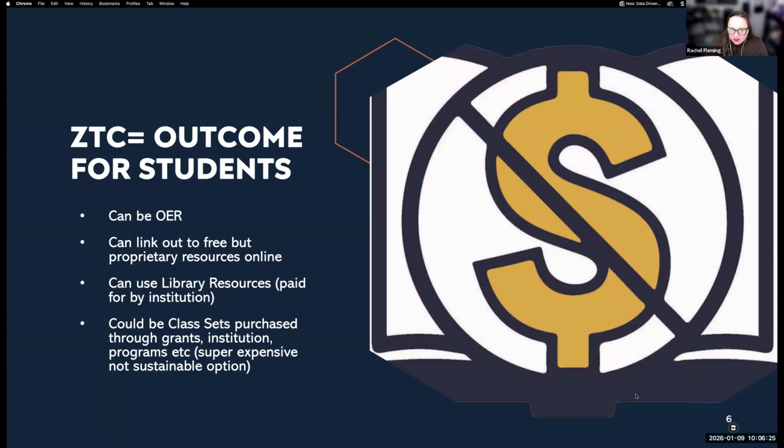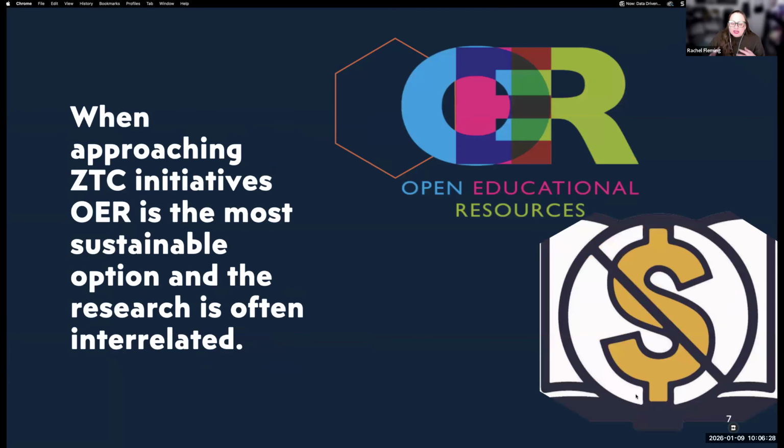So depending on where we are in the research, sometimes we'll talk about ZTC initiatives, and sometimes we're actually talking more about OER because OER is the sustainable way to make ZTC happen. So the research is often interrelated.